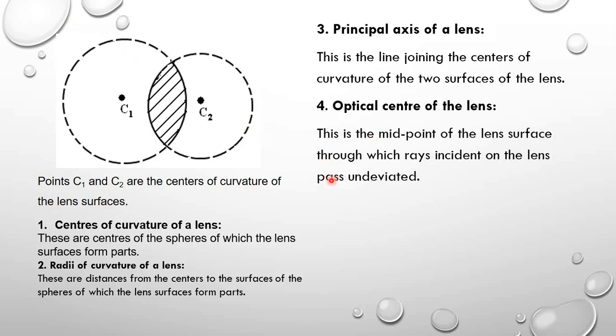Then let's also look at the paraxial rays. Remember we talked about paraxial rays when we were looking at mirrors. So the paraxial rays are rays which are close to the principal axis and make small angles with the lens axis.